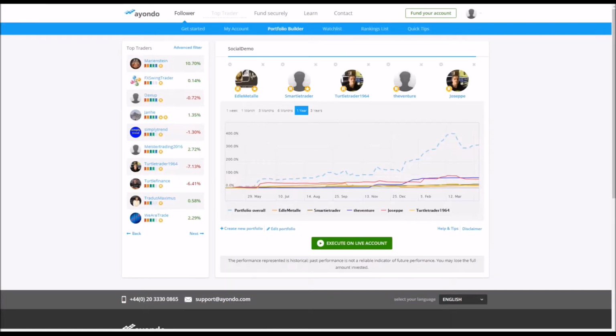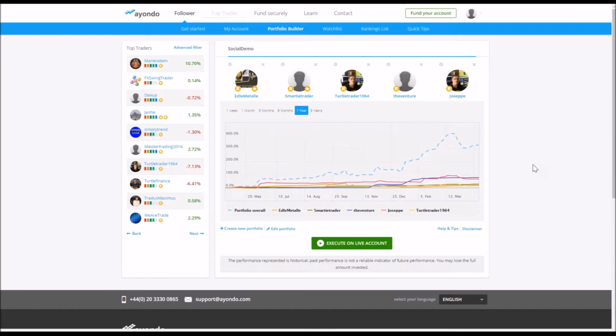Okay, so here's one I built earlier. So I had 4 traders in there already. I've just added Giuseppe. So I've got my 5 traders in there. So what it's showing me here, first of all, nothing's happening yet because you can see this big green button here, execute on live accounts.